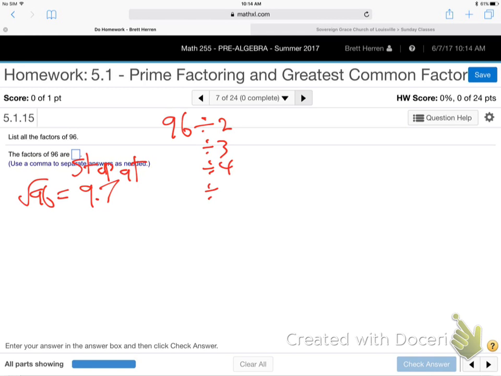So, divide by 2, 3, 4, 5, 6, 7, 8, 9. Whatever you found up to there, that's all of them. After that, they would just repeat. Don't go past 9.7, so don't go to 10. You're with me? Seeing how to do this? Just take your calculator, you divide by 2, 3, 4, all the way up to the square root of the number.